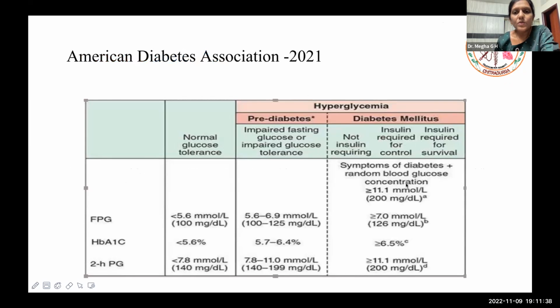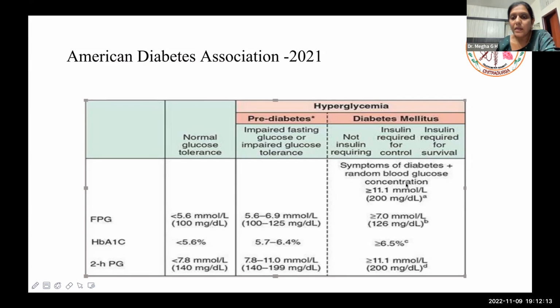So the American Diabetes Association 2021 guidelines say that there's a normal glucose tolerance if the fasting blood glucose level is less than 100 milligram per deciliter, the glycosylated hemoglobin is less than 5.6%, and a 2-hour postprandial is less than 140 milligram per deciliter. It is considered to be pre-diabetic, or impaired glucose tolerance or impaired fasting glucose, if the fasting glucose level is between 100 to 125 milligram per deciliter, or the glycosylated hemoglobin is 5.7 to 6.4%, or a 2-hour postprandial is 140 to 199 milligram per deciliter.